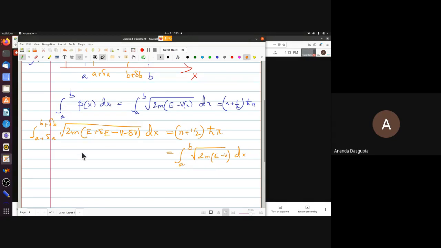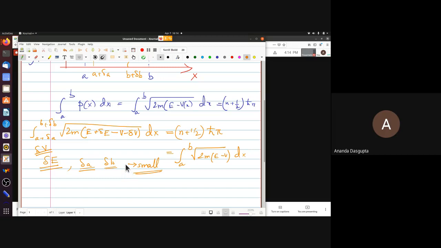Okay. So the next step would be to look at how much this changes. Let's keep only the small quantities. Since we are only considering a small perturbation, delta V is small. That means delta E, the change in energy, will be small. Delta A, the shift in the lower or left-hand turning point, will be small. So will delta B. All of these are small quantities.